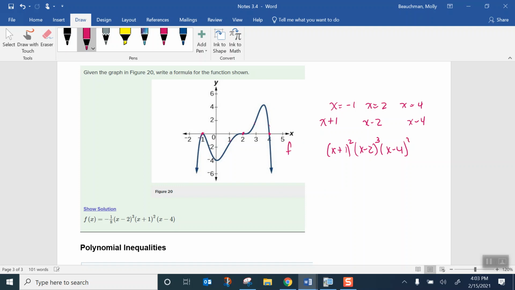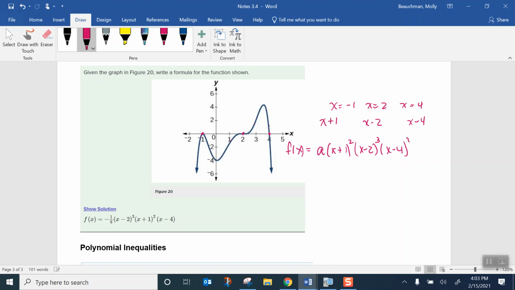So what I don't know, though, is what I'm multiplying my function by. So the function is going to be something: a times (x + 1) squared, (x - 2) cubed, (x - 4) to the power of 1. So what you do is take a look at your function and select a point on the function.